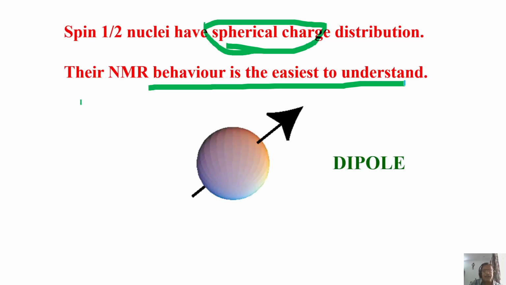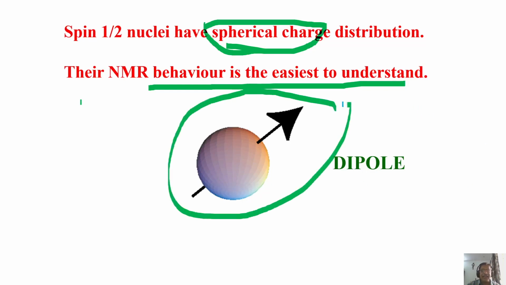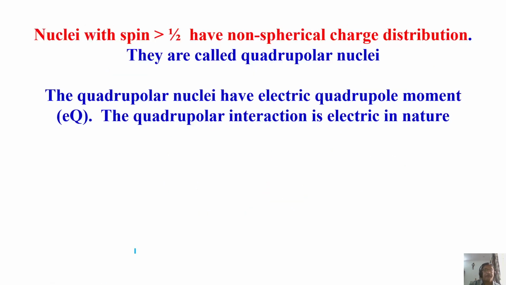So spin half nuclei are called dipoles. Why is it a dipole? It's a tiny magnet with two poles, like north and south pole. So a spin half nucleus is always called a dipole.